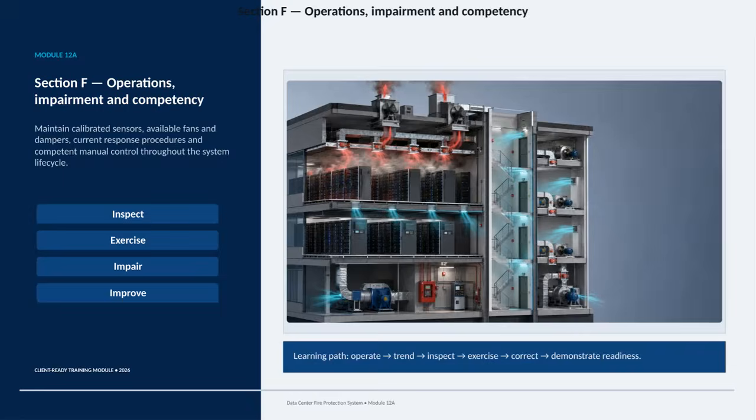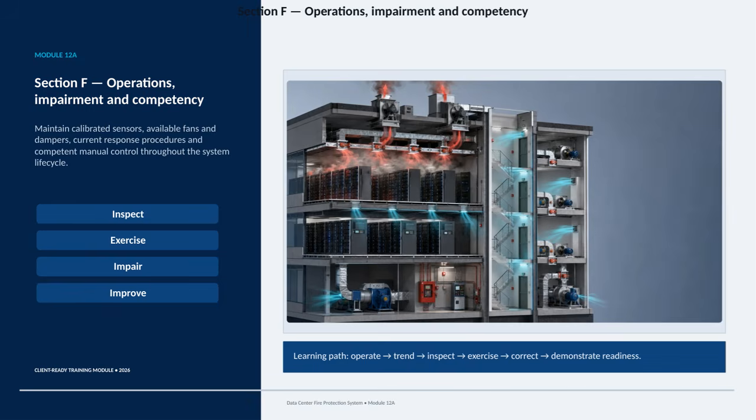This module focuses on Section F, Operations, Impairment, and Competency. The central requirement is straightforward but demanding. Throughout the system lifecycle, I need to keep calibrated sensors, available fans and dampers, current response procedures, and competent manual control in place. Readiness is not a one-time inspection. It is an ongoing operating discipline.